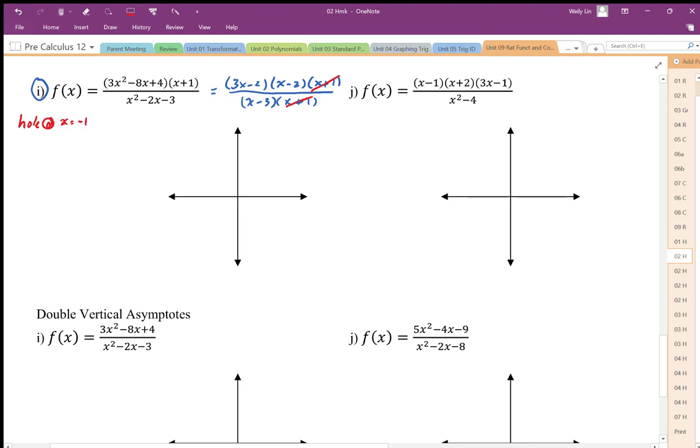We have zeros that are going to come from the numerator. The zeros are going to be from these factors in the numerator at x equals +2/3 and x equals +2. And then we have our vertical asymptote. Our vertical asymptote, what color will I choose here? Our vertical asymptote is going to be at x equals 3.